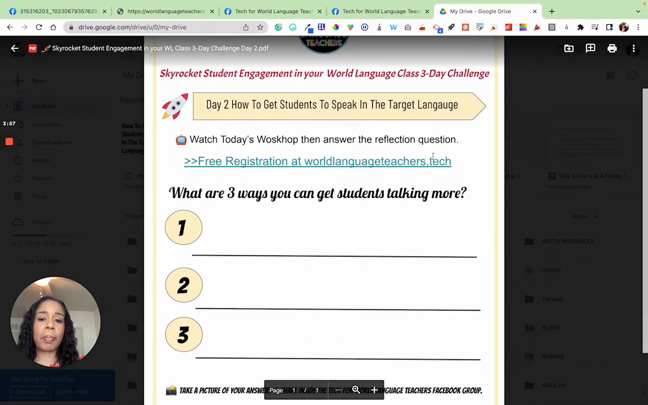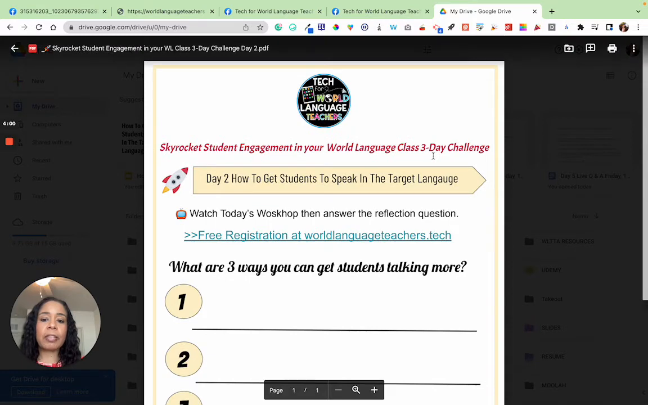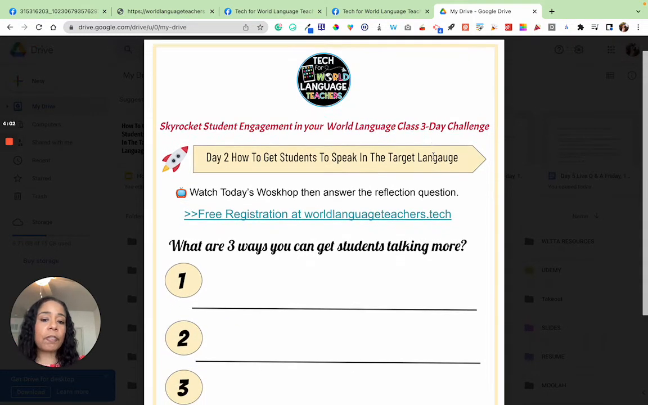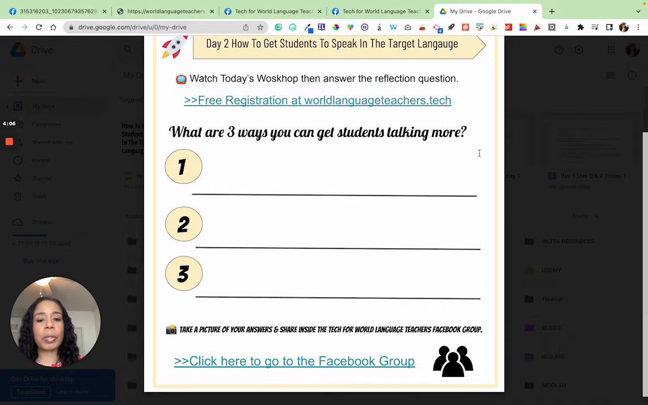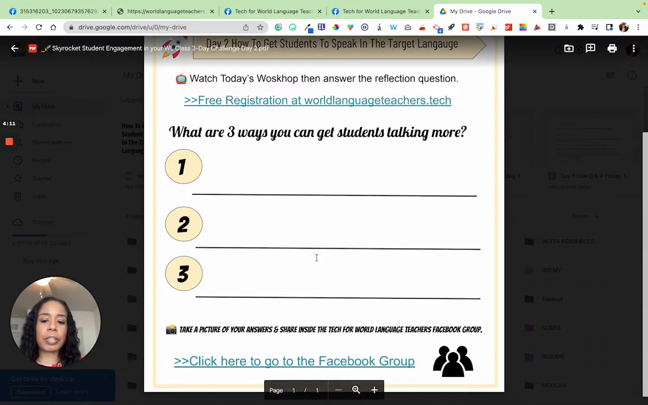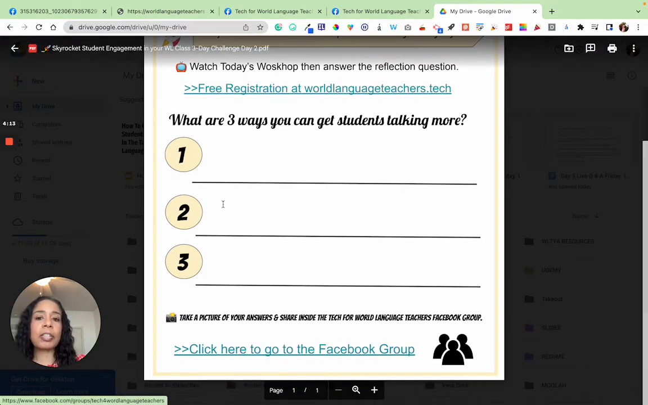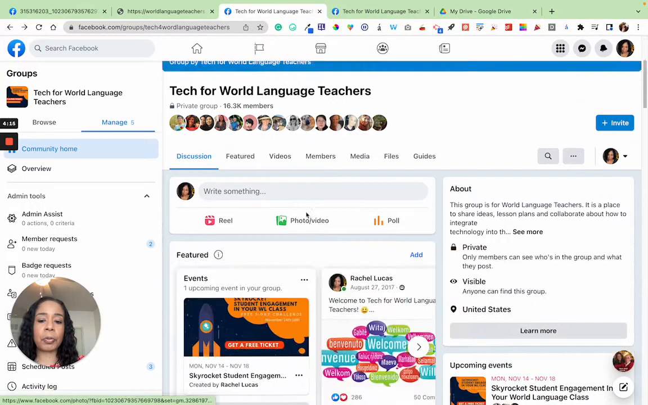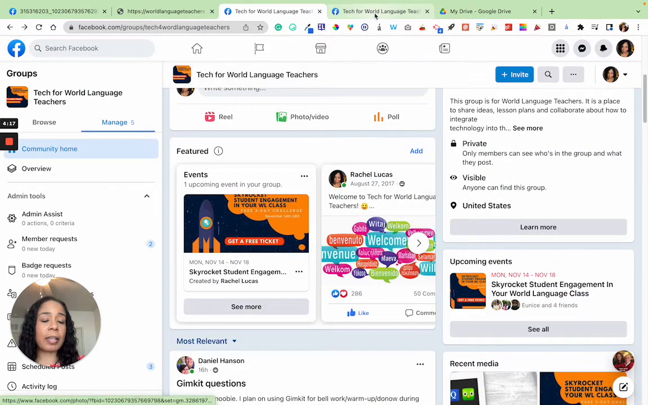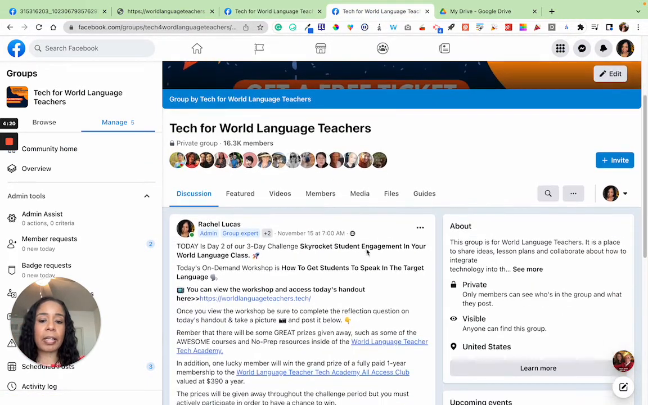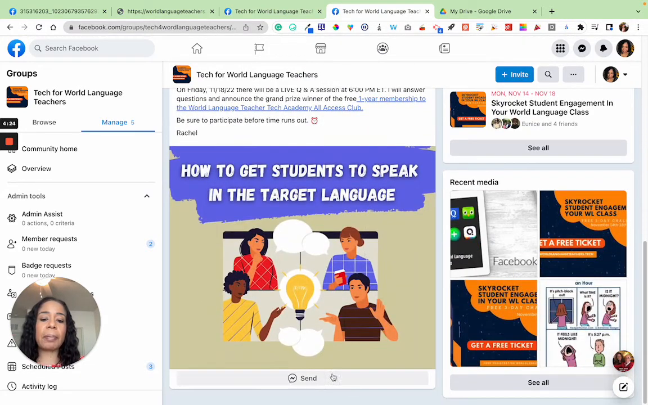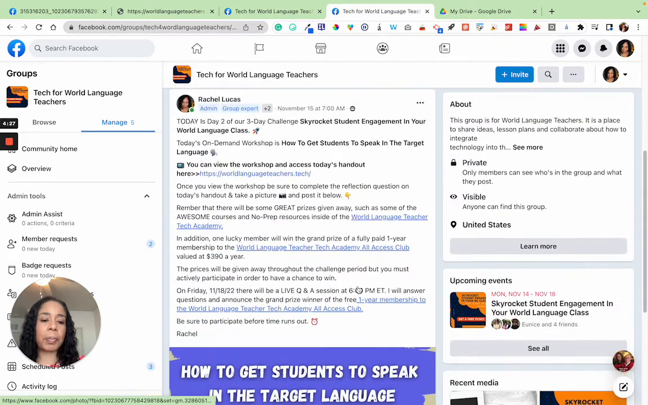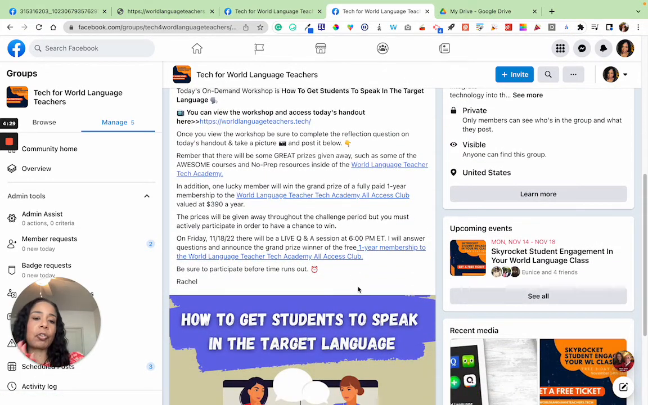So here's an example of the PDF handout for day two. You're going to print this. After you view the workshop, you're going to complete this handout. For instance, what are 3 ways you can get students talking more? You fill it out, take a picture, and then you go to the Tech for World Language Teachers Facebook group under the prompt for the day. And here's the prompt for day two. It's not posted yet, but when it's posted, you're going to go ahead and take a picture and upload it.